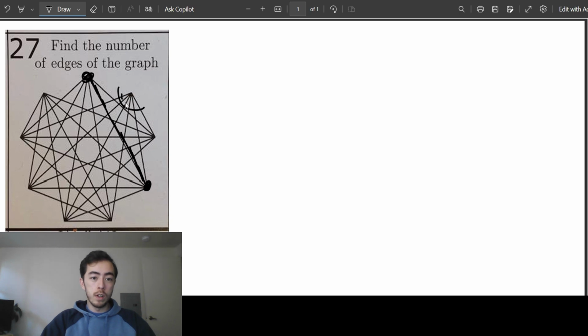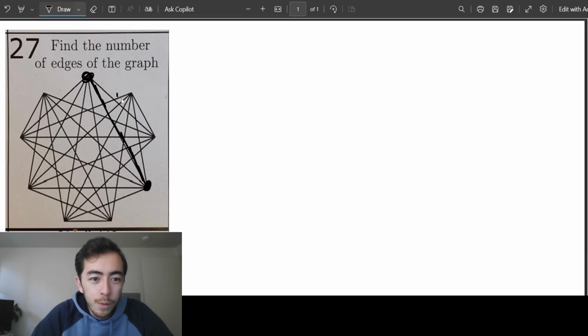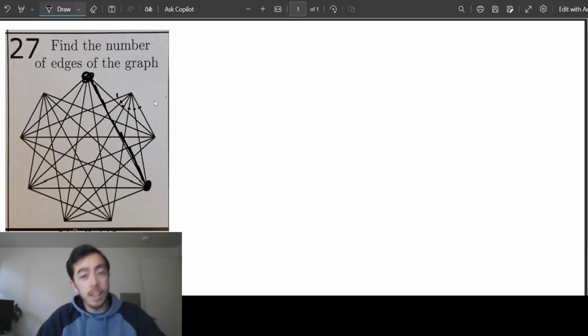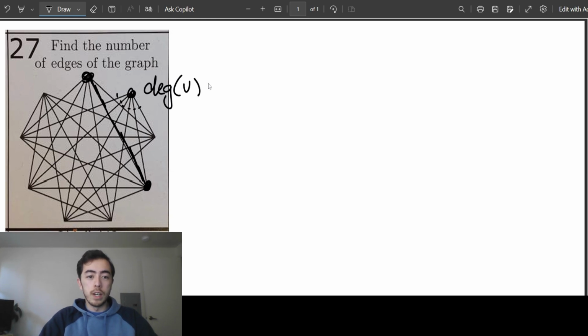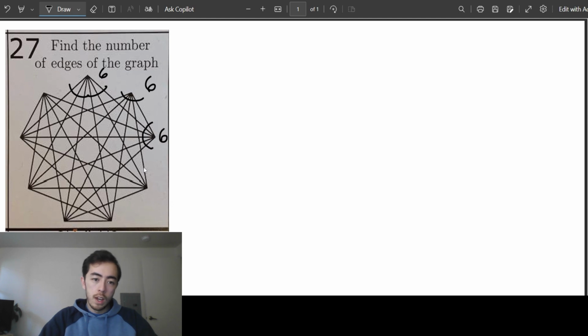So here we can see 1, 2, 3, 4, 5. Is there 5 or 6 here? Hold on. 1, 2, 3, 4, 5, 6 edges attached to this vertex. So the degree of this vertex right here is 6. And I think for this whole diagram, all of the vertices have degree 6, right? We have 1, 2, 3, 4, 5, 6. We already counted that as a 6. 1, 2, 3, 4, 5, 6. And so all of these vertices have degree 6.